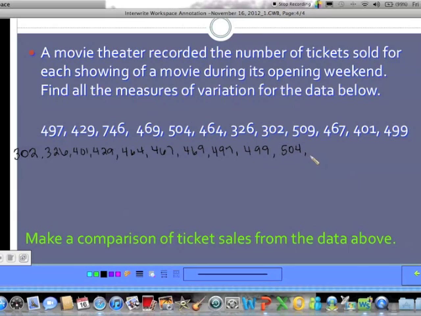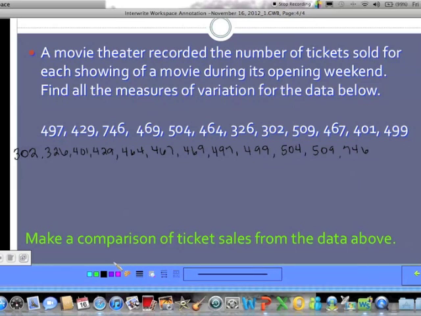504, 509, and 746. Now, another thing that I do is I count my numbers and then make sure I've written all of them down, and you should have 12 here. 6, 7, 8, 9, 10, 11, 12.